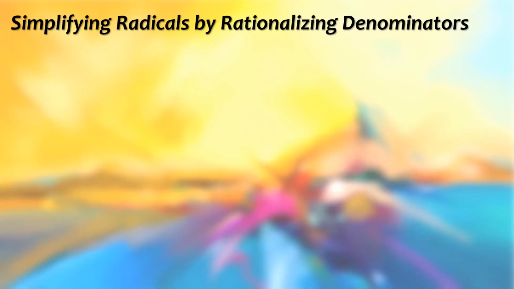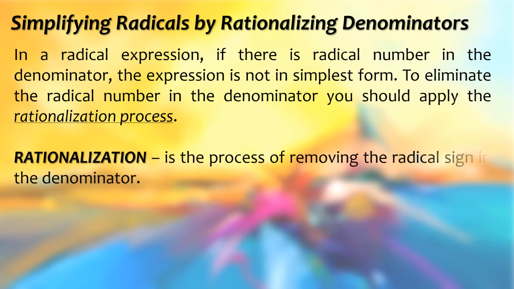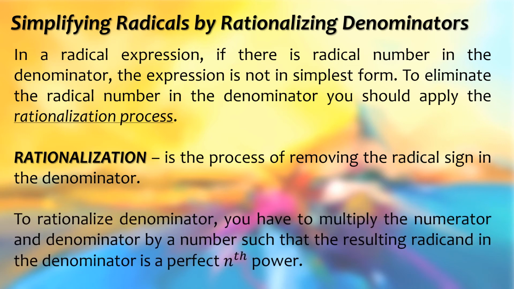Next is simplifying radicals by rationalizing denominators. In a radical expression, if there is a radical number in the denominator, the expression is not in simplest form. To eliminate the radical number in the denominator, you should apply the rationalization process. So kapag sinabing rationalization, it is the process of removing the radical sign in the denominator. To rationalize denominator, you have to multiply the numerator and denominator by a number such that the resulting radicand in the denominator is a perfect nth power.